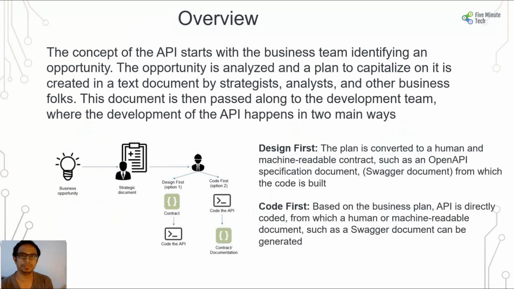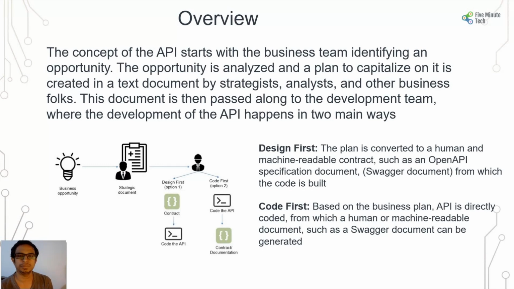Overview of the API first approach. The concept of API starts with the business team identifying a problem scenario or an opportunity. This opportunity is analyzed and a plan to capitalize on it is created in a text document, mostly like an epic or a story, and it is documented by strategist, analyst or other business analyst folks.